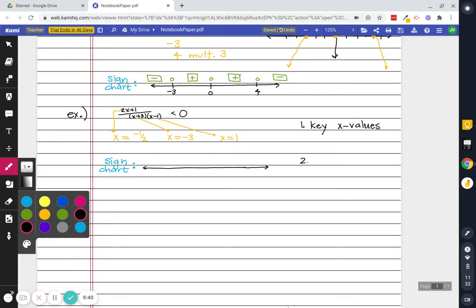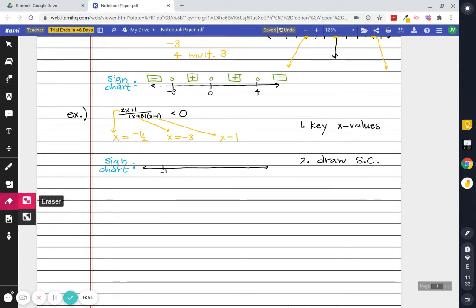So our second step is to draw our sign chart. One key x value happens at negative 1/2. I'm going to start with my negative 3 first. The reason I'm starting with negative 3 is I want to build least to greatest.